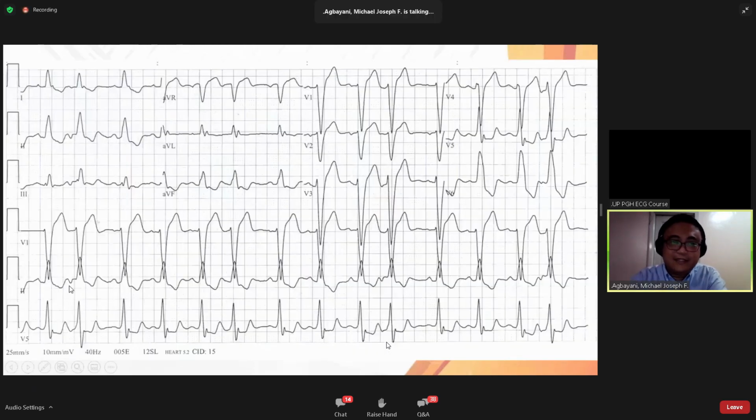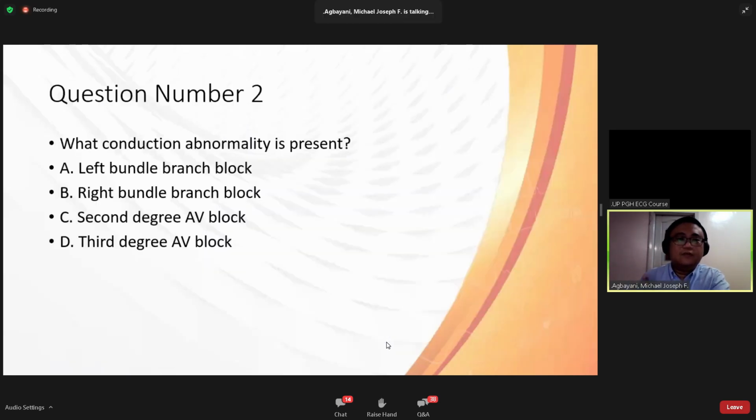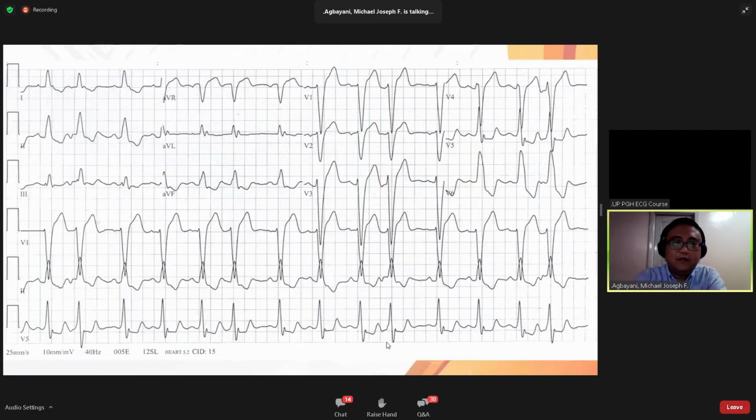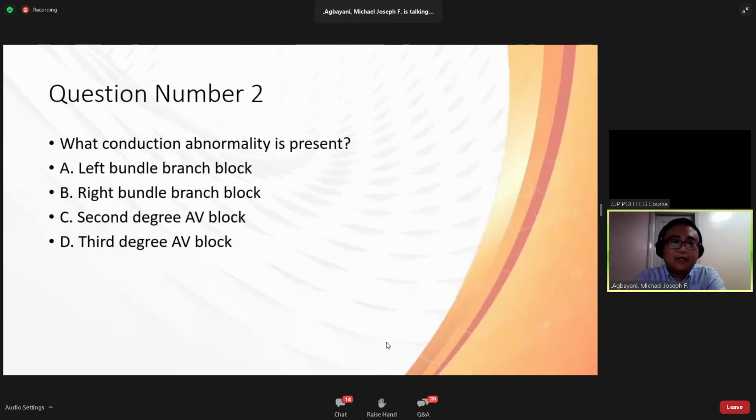This is our next ECG. I'll flash the question. The question is, what conduction abnormality is present? Let's go back. Something about the conduction, not the heart rhythm, but the electrical conduction of the heart. There's something there that's not normal. Just take a look at the ECG again. What conduction abnormality is present?